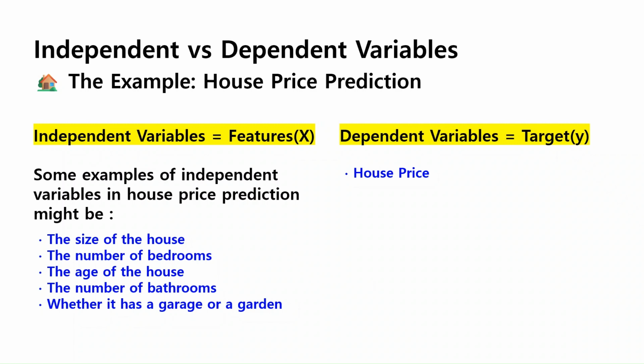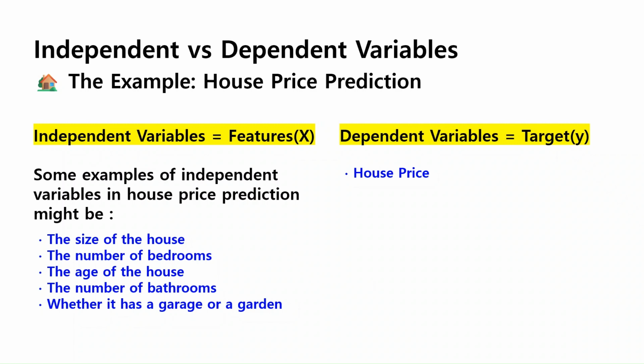Some examples of independent variables in house price prediction might include the size of the house, the number of bedrooms, the age of the house, the number of bathrooms, whether it has a garage or a garden. On the other hand, the dependent variable is the value we're trying to predict, in this case, the house price. This is also called the target variable, and we usually represent it as Y.